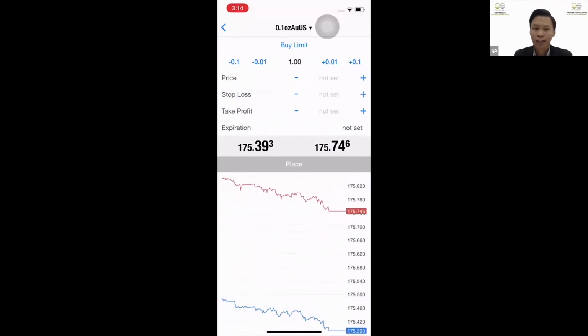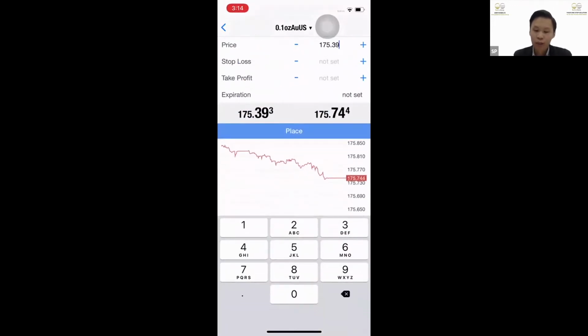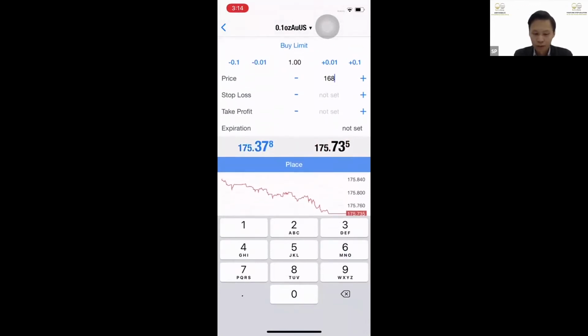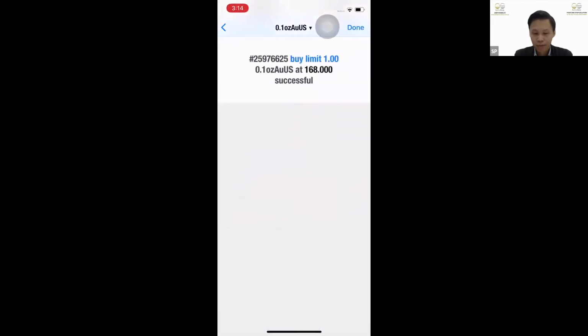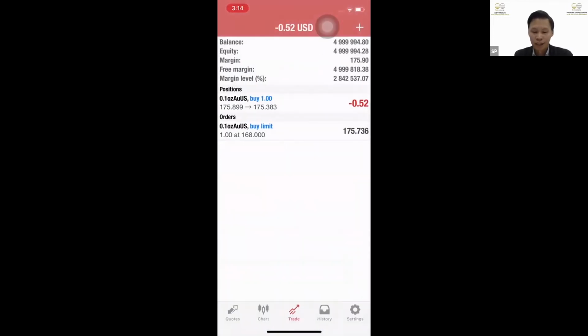So you set the price that you're willing to pay for a contract. So we talked about 1680, right? So it's 168. And then when we press on place, the buy limit is completed.